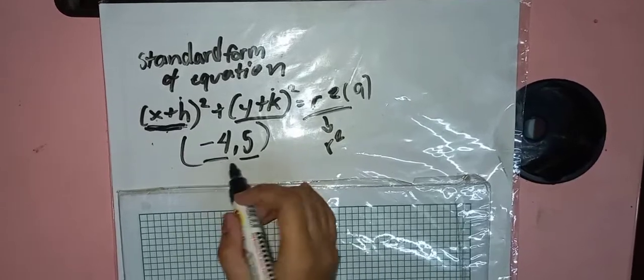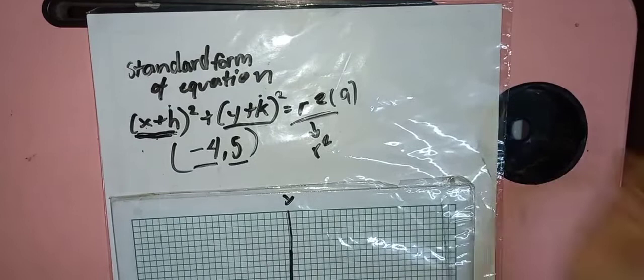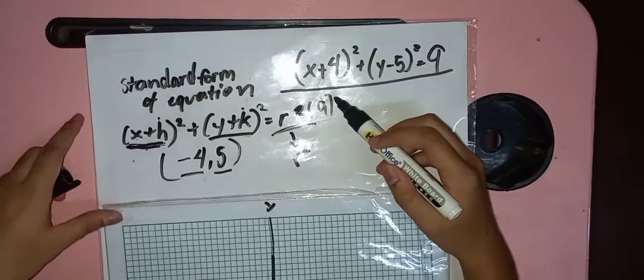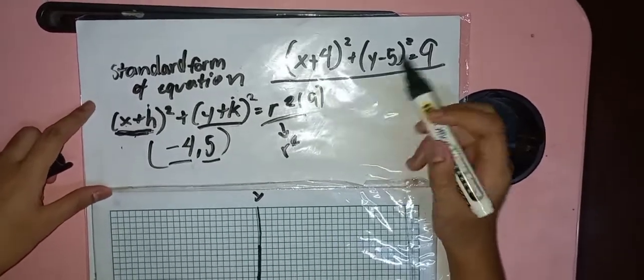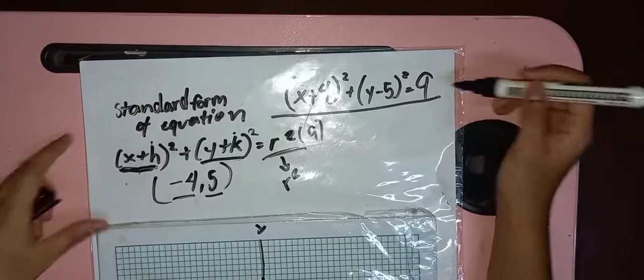Let's use negative 4 and positive 5 as an example. So we need to write it as a standard form of equation. So now this will be our standard form of equation, which is (x + 4) squared plus (y - 5) squared is equal to 9. So I use 9 as our radius squared.